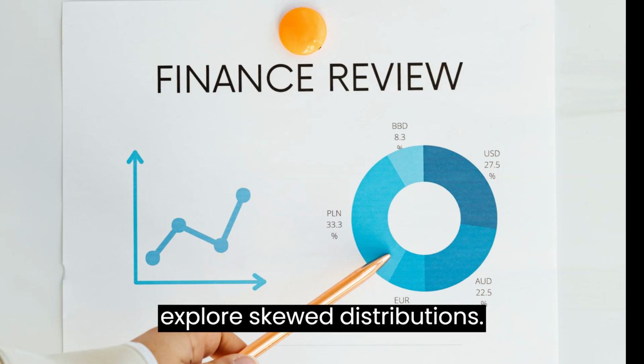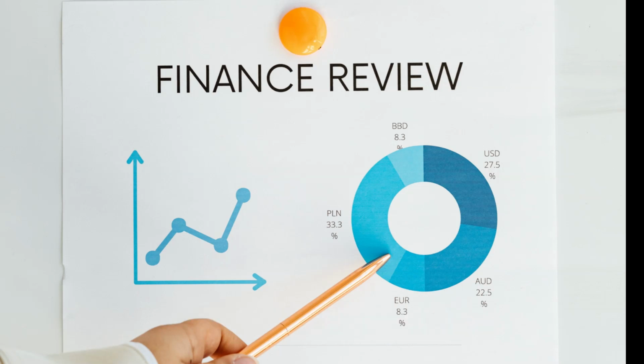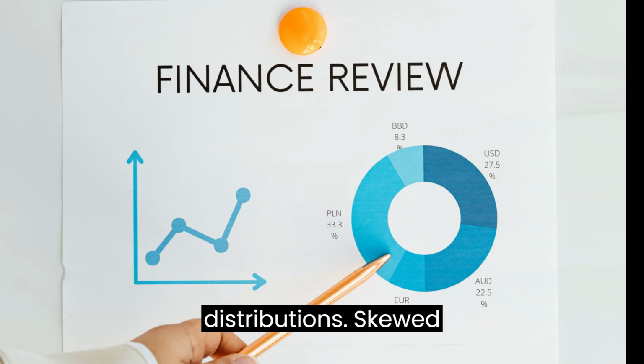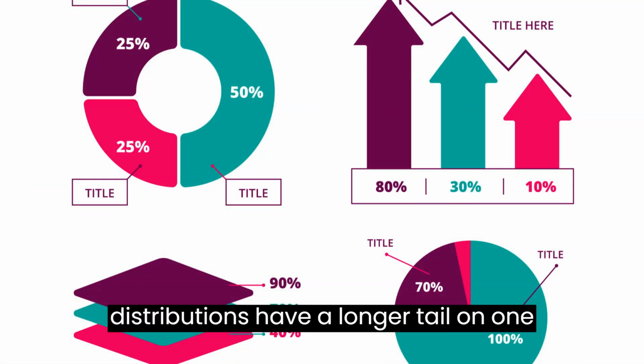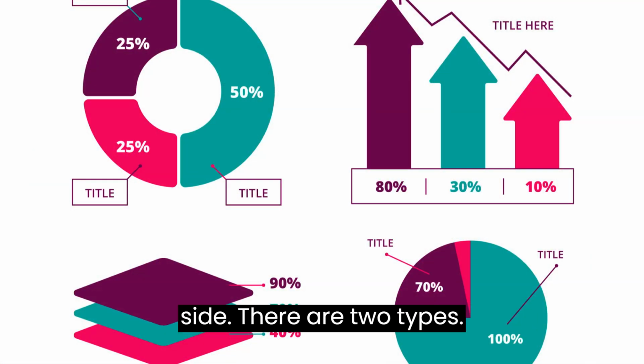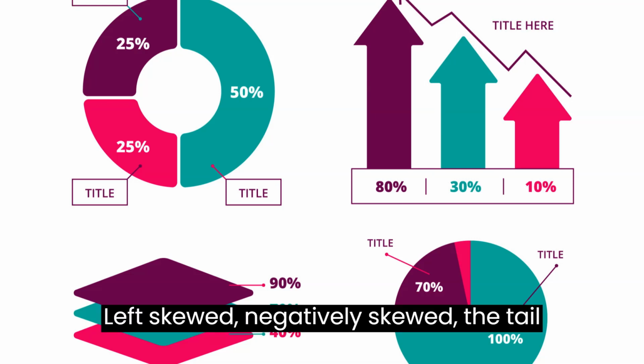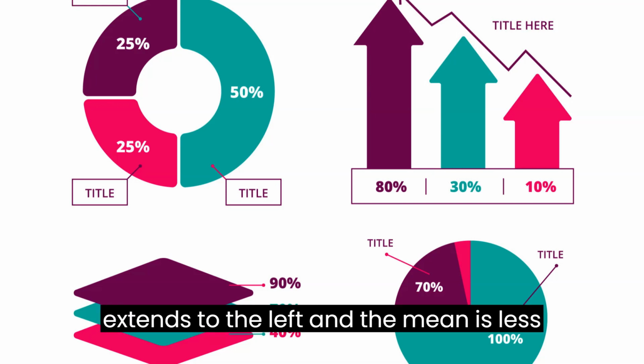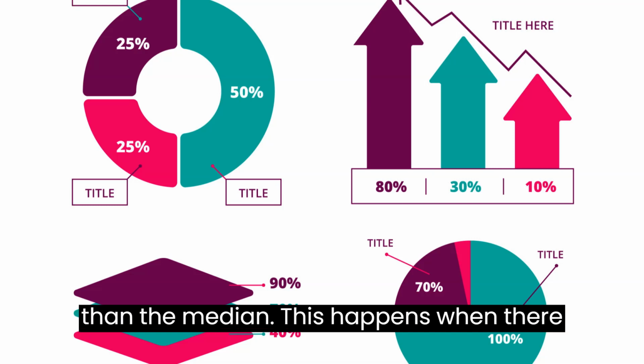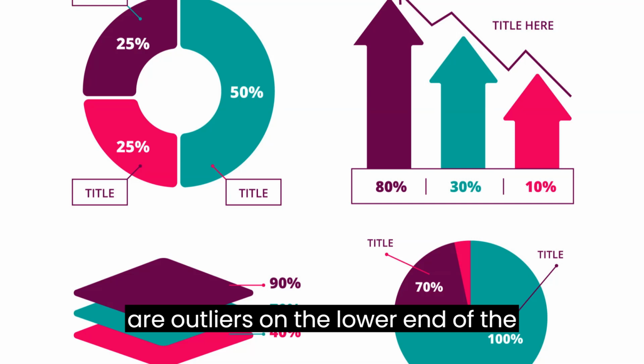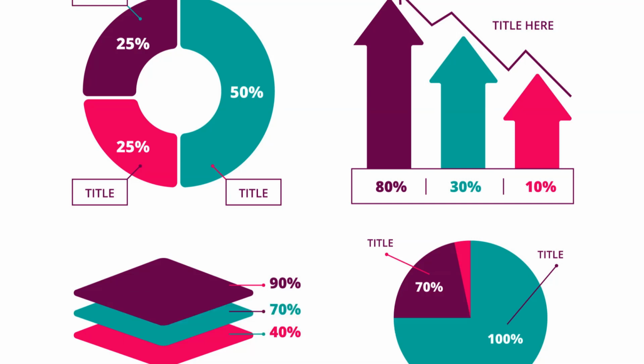Now, let's explore skewed distributions. These are the opposite of normal distributions. Skewed distributions have a longer tail on one side. There are two types. Left-skewed, or negatively skewed: the tail extends to the left, and the mean is less than the median. This happens when there are outliers on the lower end of the data, dragging the curve that way.